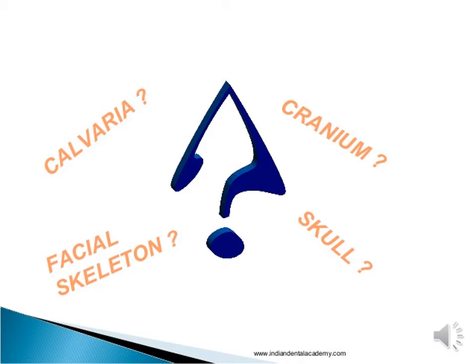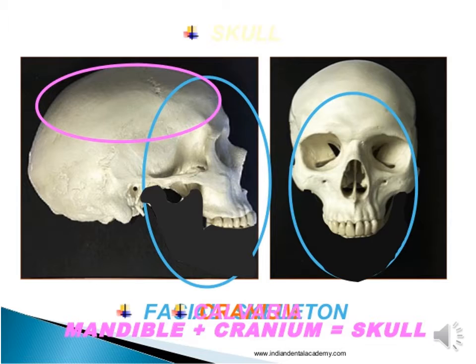The cranium consists of the calvaria, meaning the skull bones, and the facial skeleton. The cranium is the same as the skull. The cranium consists of two portions. The anterior portion is the facial bone, and the posterior portion is called the cranial bone. The only movable bone in the skull is the mandible. The mandible and the cranium together are called the skull.